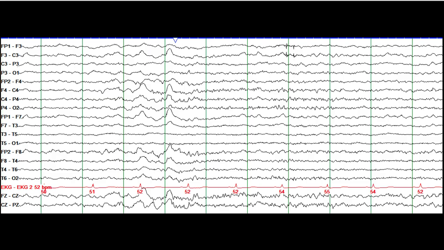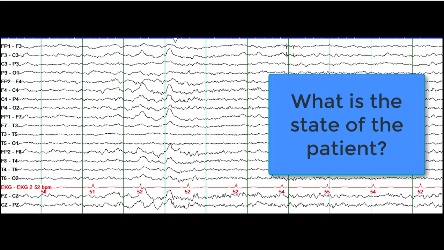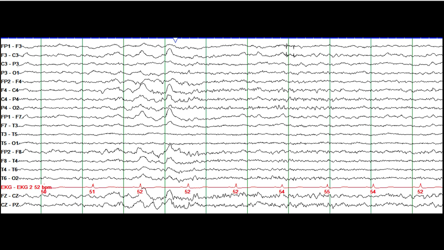Over here, can you determine the state of the patient? Is the patient asleep or is the patient awake? Let's see if you're able to identify that. And if you see any sleep potentials, is there any difference between the left and the right hemisphere?